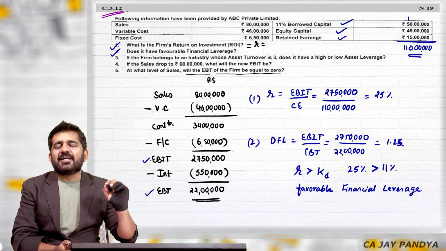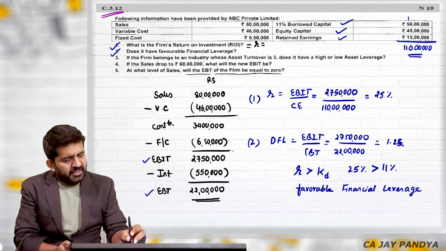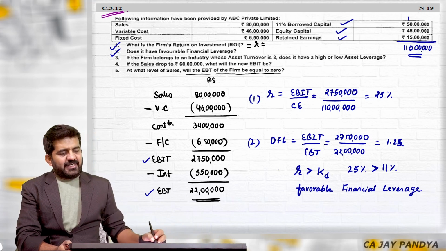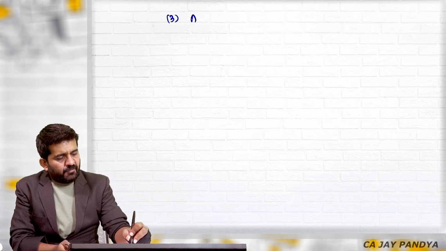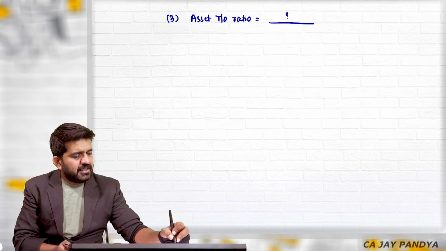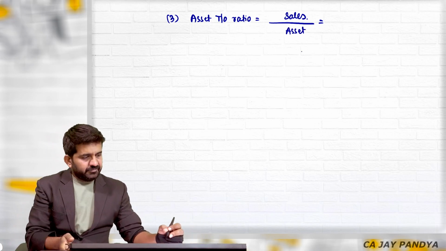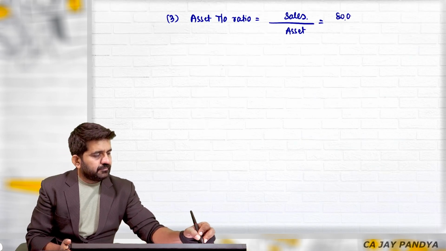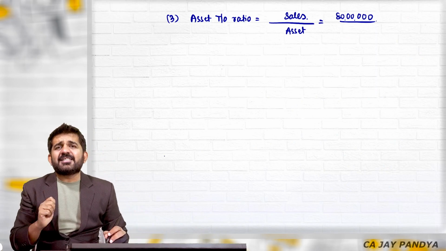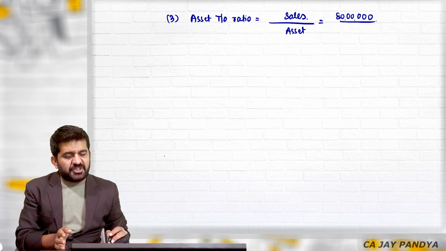Third one is related to financial ratio analysis. So if you don't understand, it is all right. If the firm belongs to an industry whose asset turnover is 3, does it have a high or low asset turnover? Let me find out asset turnover for this company. Asset turnover ratio. Any turnover ratio can be found by sales divided by the item for which you want to find the turnover.